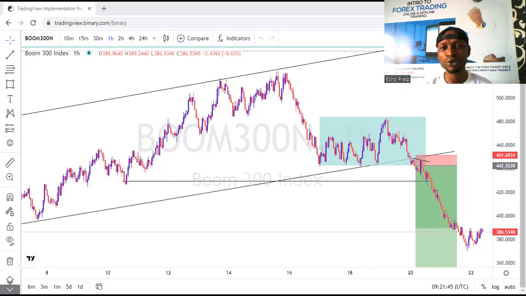So I'm going to show you the trade we took on Boom and then some other pairs. I'm going to show you before and then after.